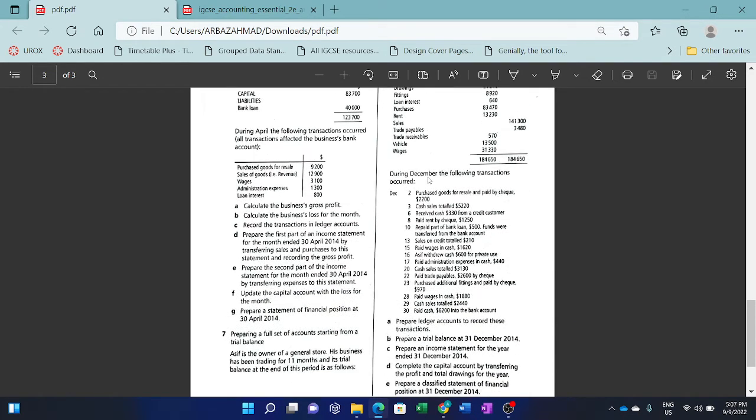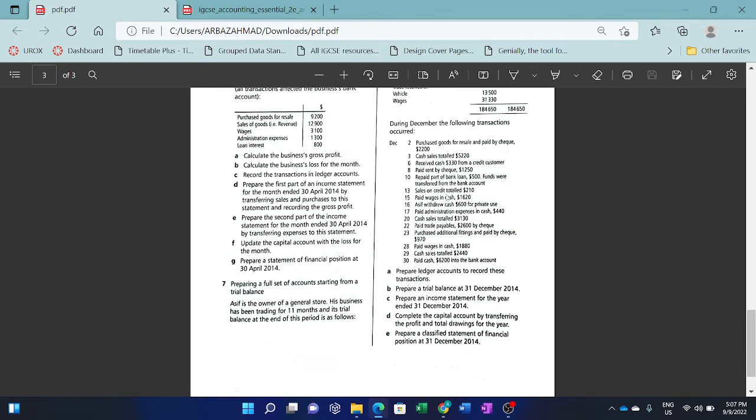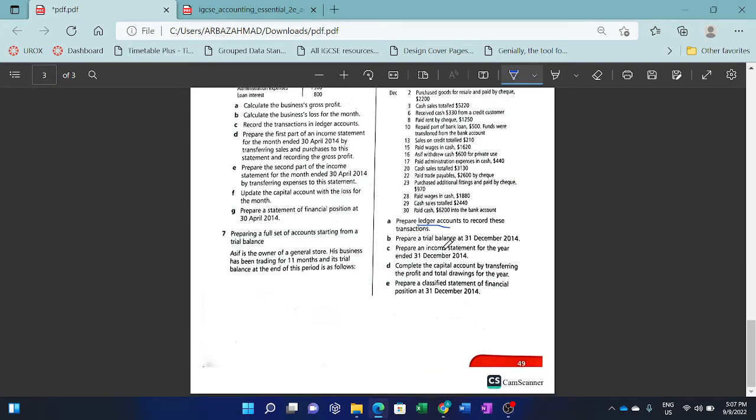And then during the December month the following transaction occurred. So December month we have the following transaction, and the question is asking us to make the ledger and then the trial balance at the end of 31st December 2014, and we are also supposed to prepare income statement and capital account, and lastly we have statement of financial position, which is balance sheet, right?